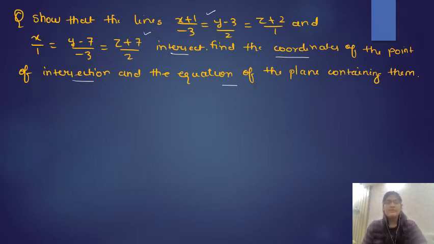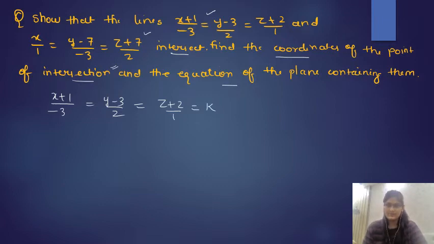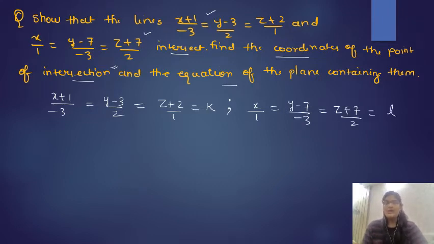Let's see. First of all, let's say they are having a point of intersection. This is your first equation, (x plus 1) by minus 3, (y minus 3) by 2, (z plus 2) by 1. Let's say this is equal to a constant term which is k. Similarly, for the other equation of a line, you can assume another constant, let's say L. Now you need to find out the values of k and L.